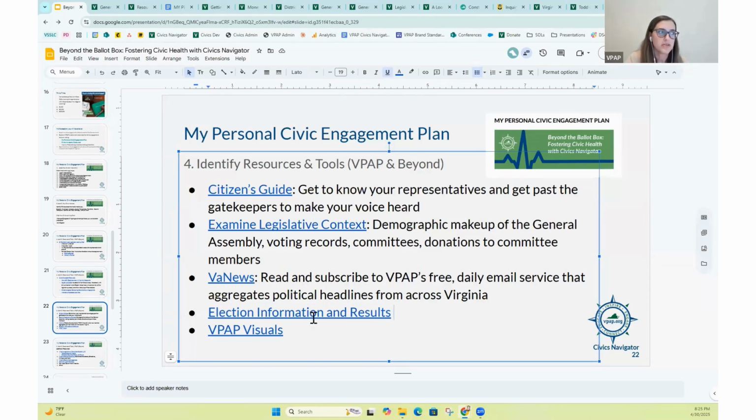And then election results and visuals. If you're not subscribed, again, our weekly updates include the visuals that come out. We usually have a couple every week that takes something that's relevant and real and happening in Virginia and puts it in a way that's easy to talk about and understand.